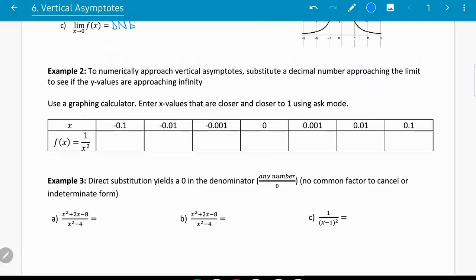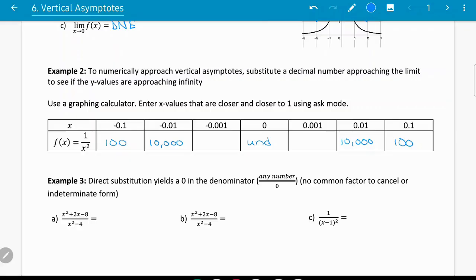As we see in example 2, to numerically approach vertical asymptotes, we need to substitute a decimal number approaching that limit. So we know that if we substitute in 0, we are going to get that it is undefined. Working from the outside in, if we substitute in 1/10, we're going to get 100. If we substitute in negative 1/10, we're also going to get 100. If we substitute in 1 over 100, we're going to get 10,000. And if we substitute in negative 1 over 100, we're going to get also 10,000.